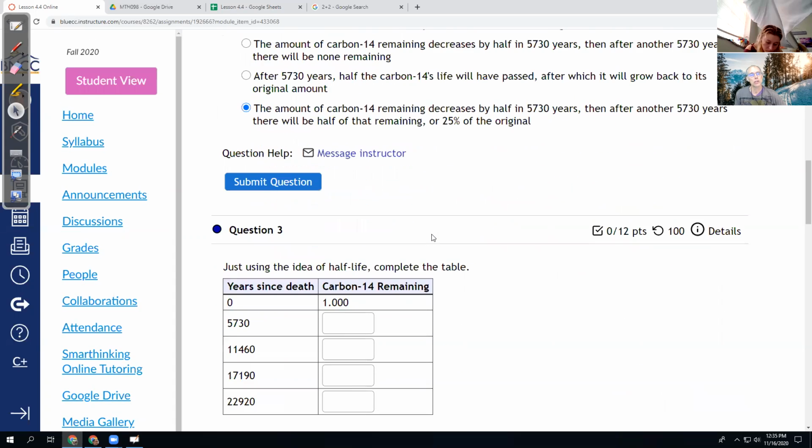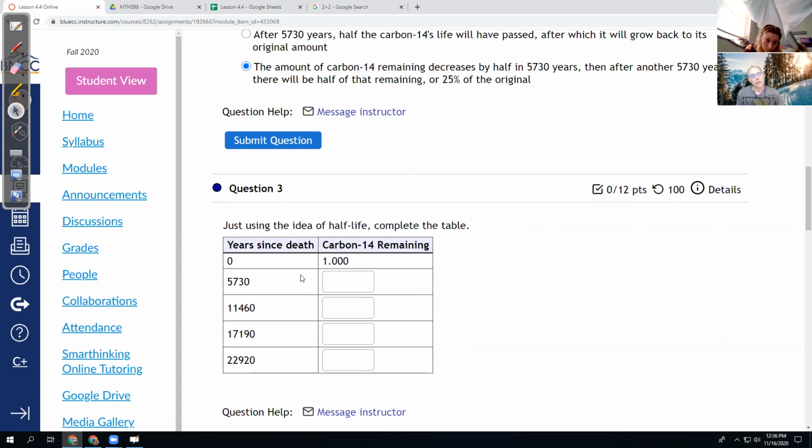Moving along. The question number 3 here, notice there's the 5,730 in that second row. That's the half-life. So whenever 5,730 years go by, I should have half of what I started with. If I had 1 to start with, half of that would be 0.5. We just looked at in my spreadsheet 11,460 years later, and my spreadsheet said that was about a quarter, 0.25.